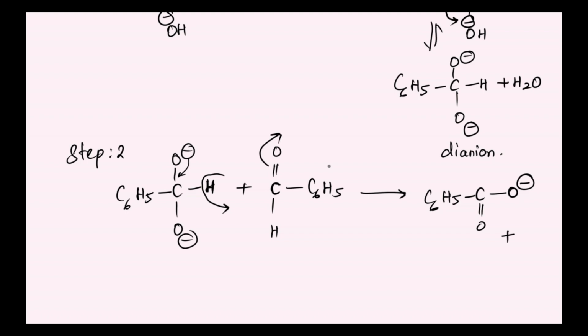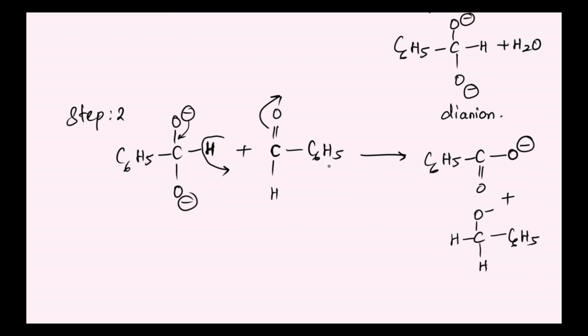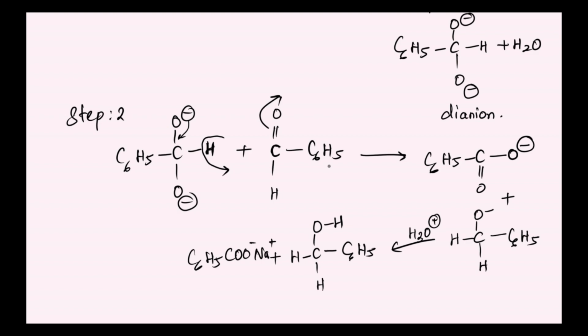So what will happen? This O goes above. So H, C, O minus, C6H5, another H. So once again, with the H plus, but with water, this becomes H, OH, C6H5, and then the sodium, which will be there in the system, becomes the sodium salt of carboxylic acid.